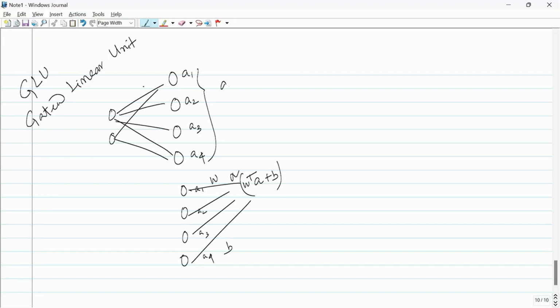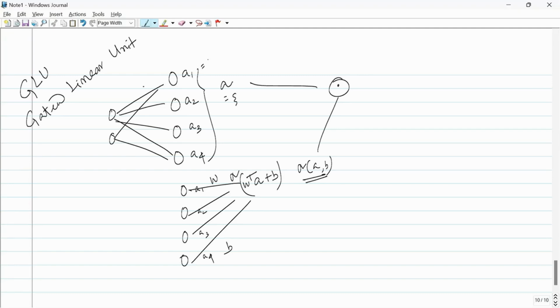So you have original A and you have a sigmoid of A, sigmoid of A comma B, right? And then you do gating. And what is this gating? This gating is an element wise multiplication. Remember, A is a vector which consists of A1, A2, A3, A4. The sigmoid is also a vector, right?